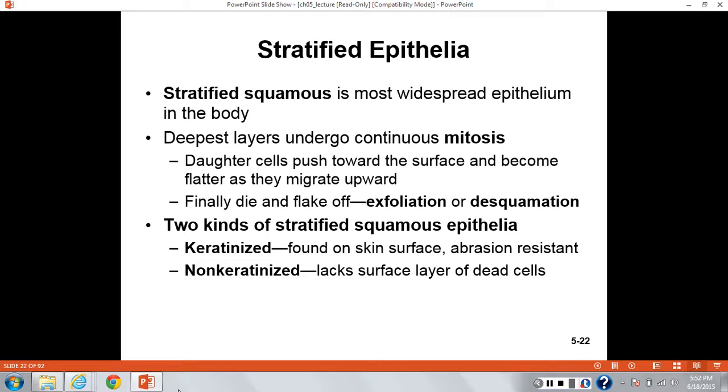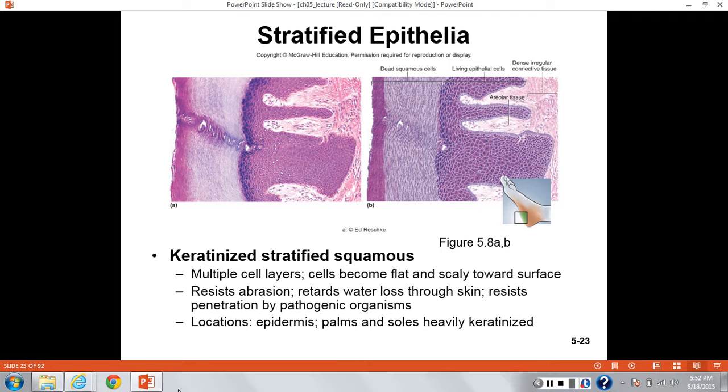Make sense? This is keratinized: the epidermis, palms of the hands, soles of the feet. It helps with resistance to abrasions, and it keeps things from penetrating the body. When you see the word pathogenic or pathogens, what does the word pathogen mean? A germ. But give me a little bit more specific on that.